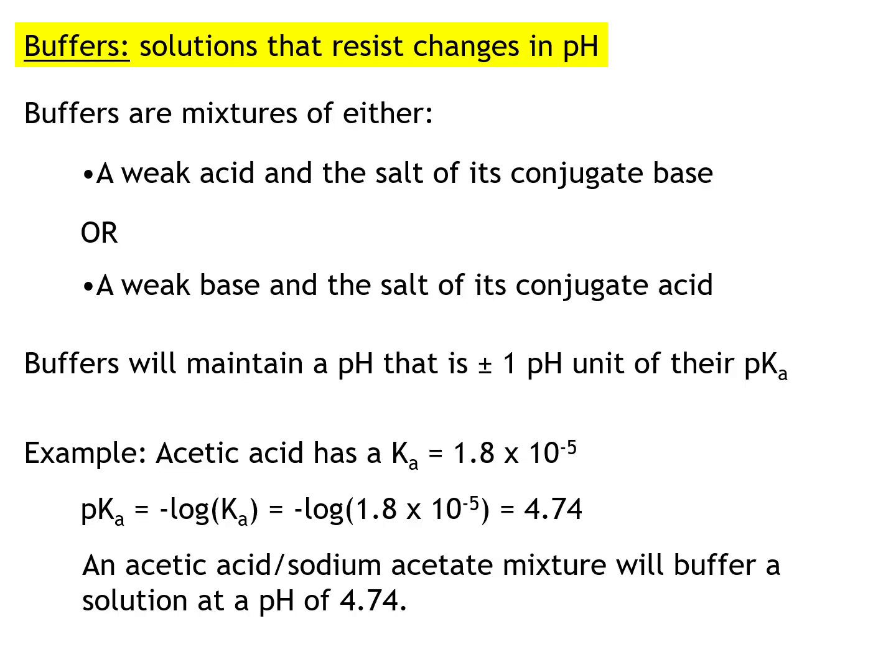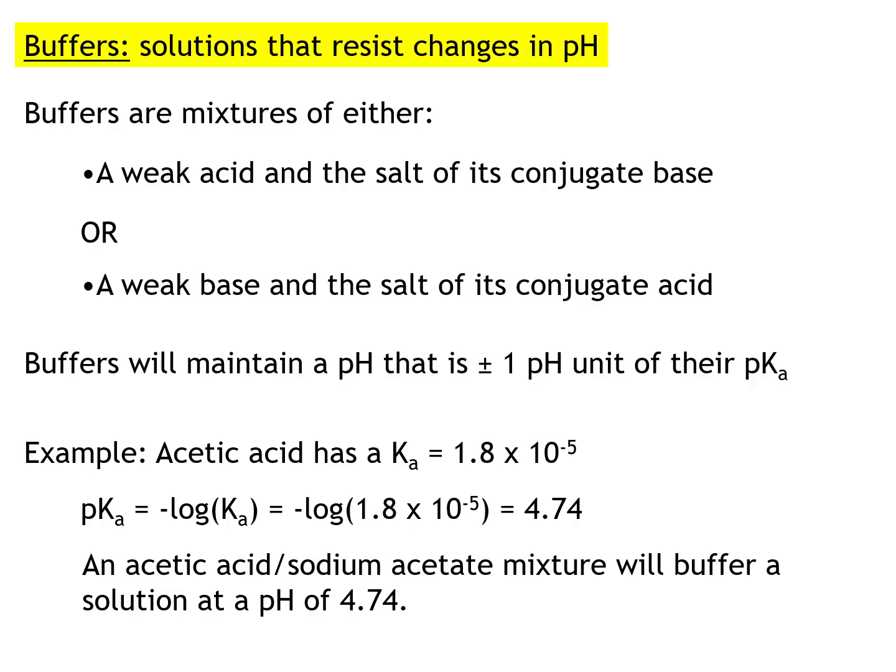All right, so buffers are defined as solutions that resist changes in pH. The way they do this is by being a mixture of either a weak acid and a salt of its conjugate base, so in the case of acetic acid, it would be acetic acid and sodium acetate, or a weak base and the salt of its conjugate acid. An example there would be ammonia, NH3, and ammonium chloride. And as I said on the previous slide, buffers will maintain a pH that is within plus or minus 1 pH unit of their pKa.